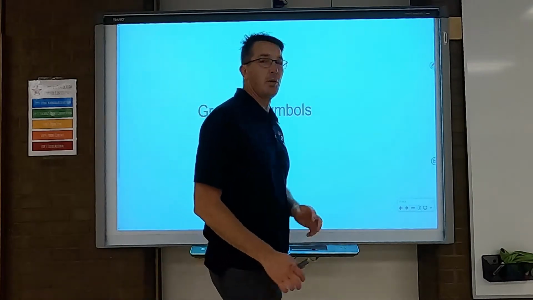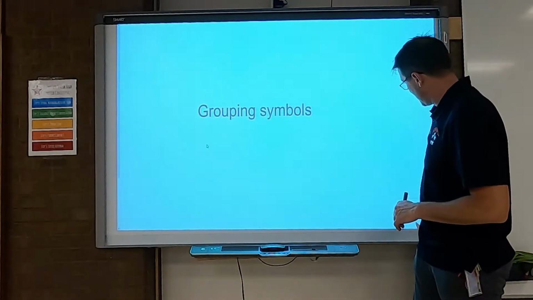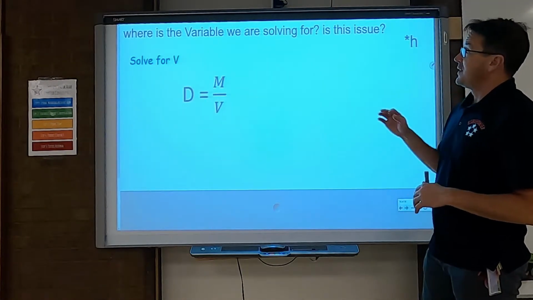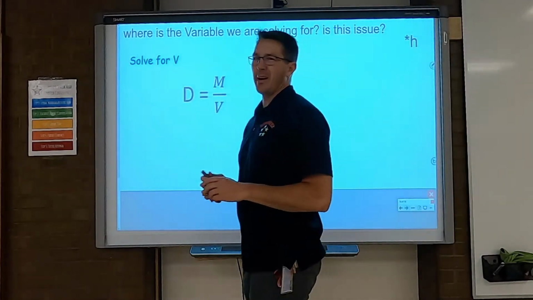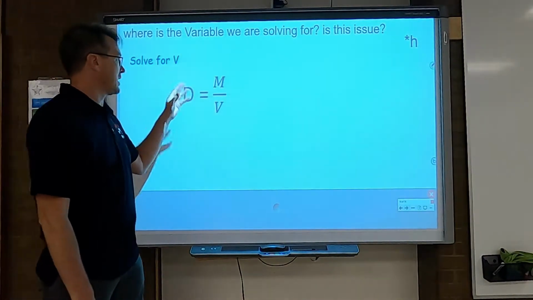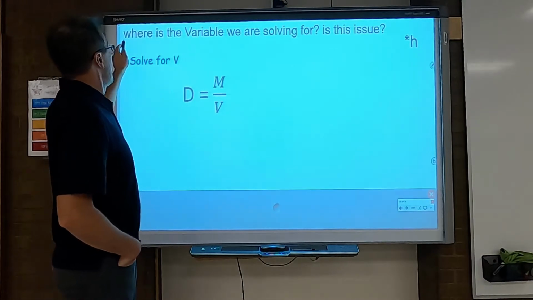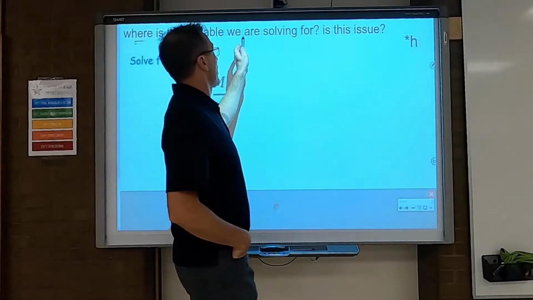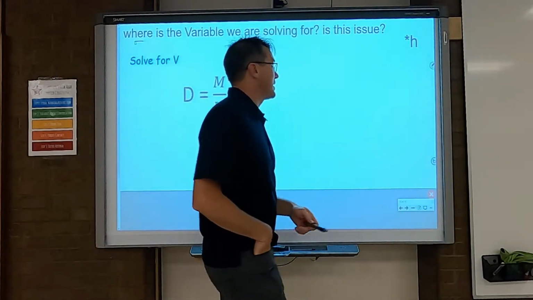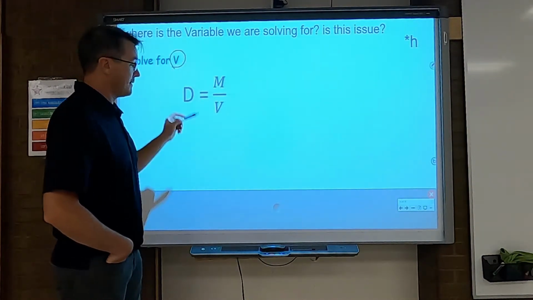But now we're going to talk about those other tricky things that get people stuck. This seems like a very simple problem. You're like, oh my gosh, Mr. Craig, this seems very simple. There's just d equals m over v. That should be easy. But it says, where is the variable we are solving for? Is this an issue? And you say, what are you talking about? Well, it says that we're solving for v.